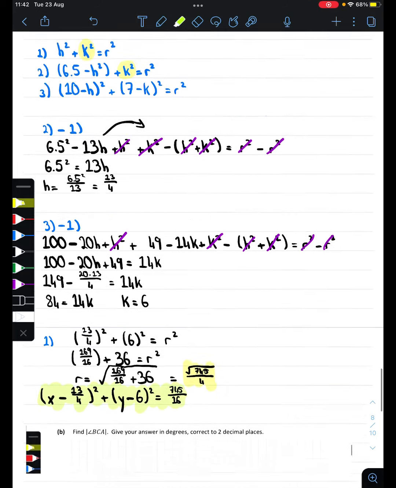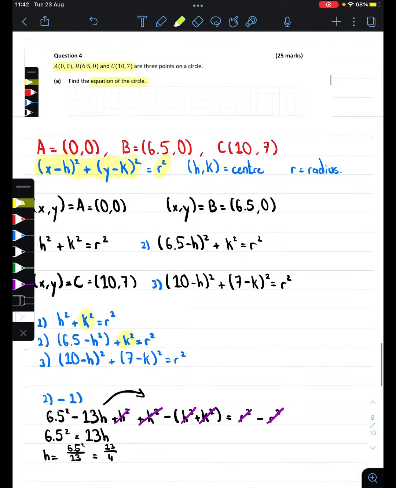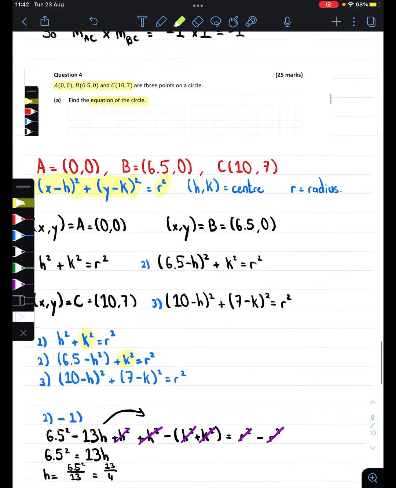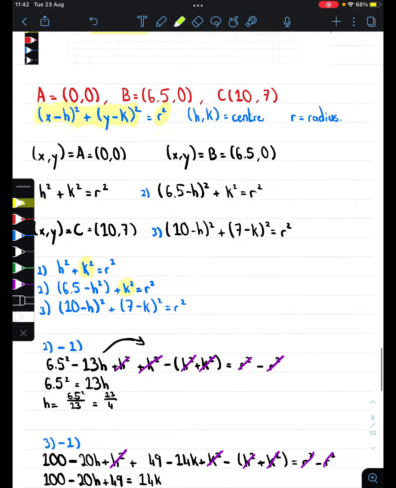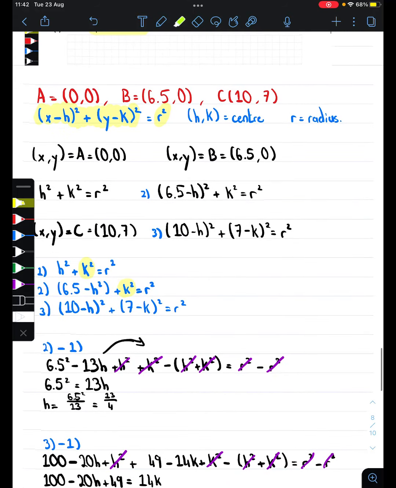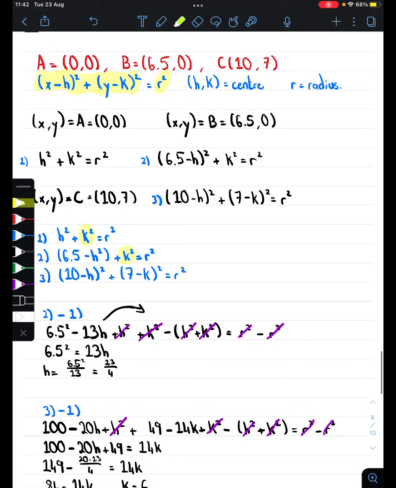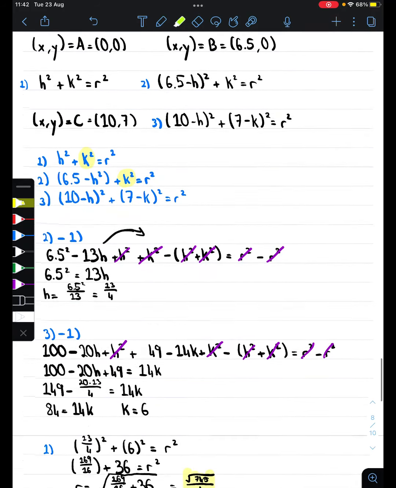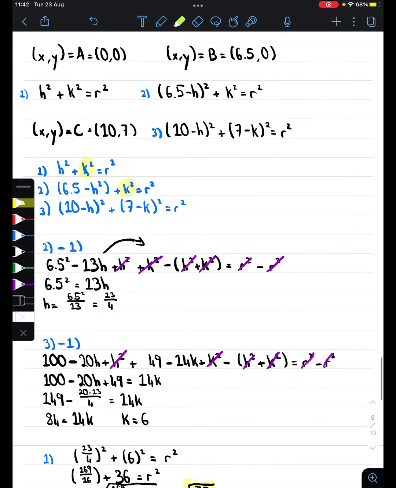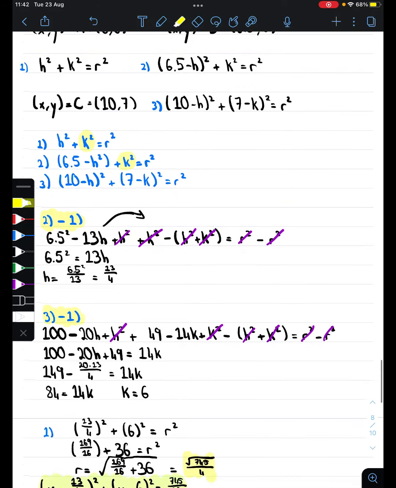So the important thing here is just remembering the equation of the circle and using these 3 points to form a system of simultaneous equations, which we can then go about solving in the standard way. And it's really not so bad from there, especially if you can pick which equations to use. So for example, we used 2 minus 1 and 3 minus 1 to cancel as many things as possible. That will make it easier.